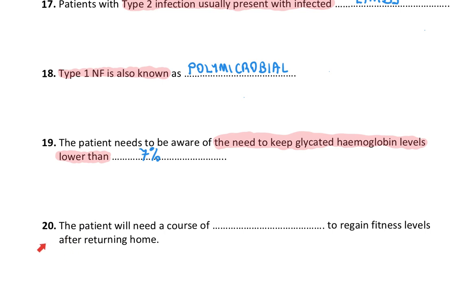Our very last question. The patient will need a course of dash to regain fitness levels after returning home. So guys, we have a clue, okay? We have after returning home in the question. So we assume that is discharge. Therefore, we go to the text that contains information about discharge. Then we look for any course that will help the patient to regain fitness levels, okay? All right.